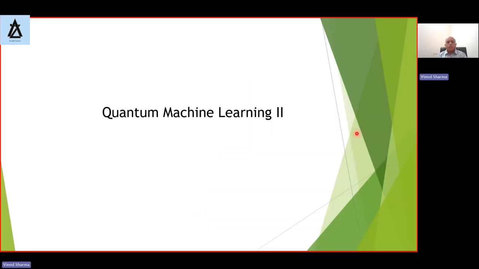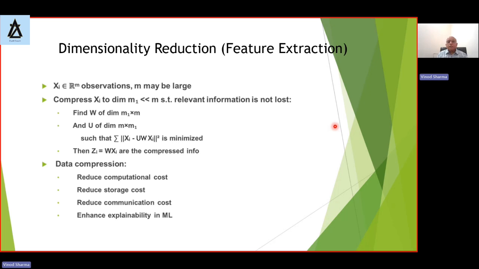In the first video of this module, we studied SVM and kernel methods and their quantum versions. Now we will continue with some other popular machine learning methods and their quantum versions. The first thing we study is what is called dimensionality reduction or feature extraction in machine learning.